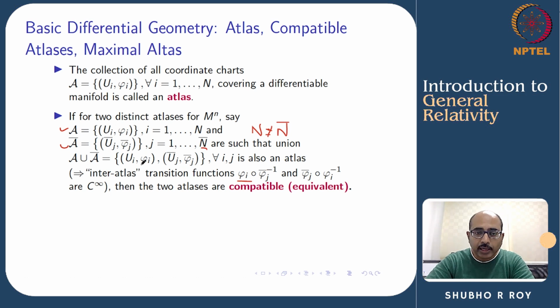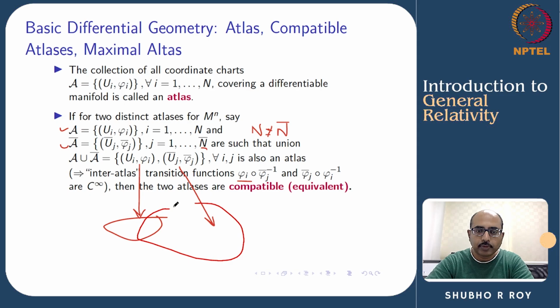That is, I take a random chart from the first atlas and I take a random chart from the second atlas. So something like this. And in the overlap region, for points in the overlap, the coordinates of one chart are a smooth function of the coordinates of the other chart and vice versa. Okay, if that happens, then the union becomes a larger atlas, and we say that the two atlases are compatible with each other or equivalent in some sense.